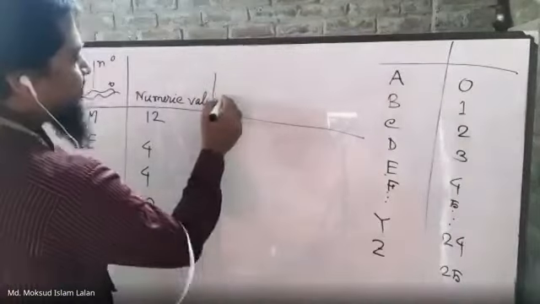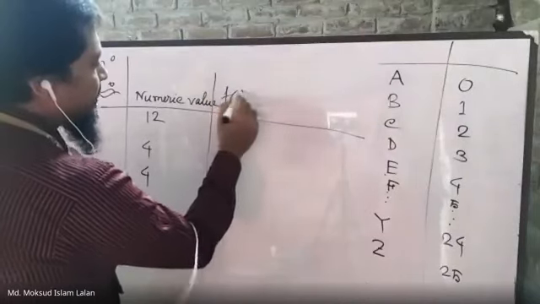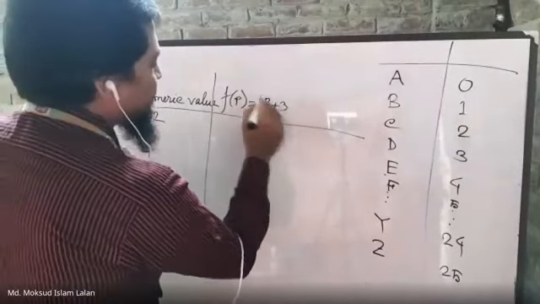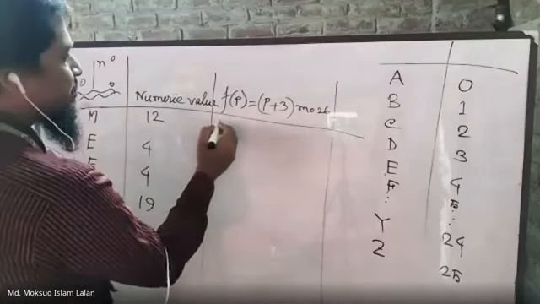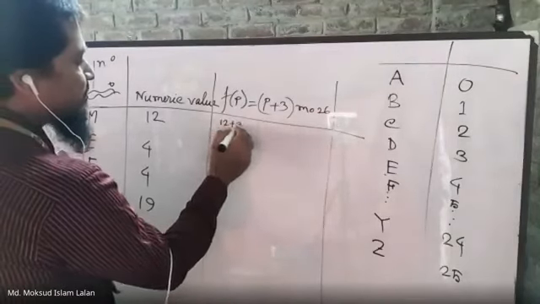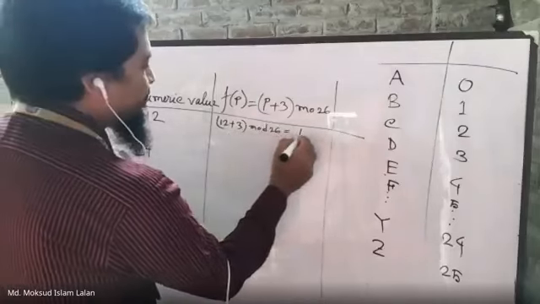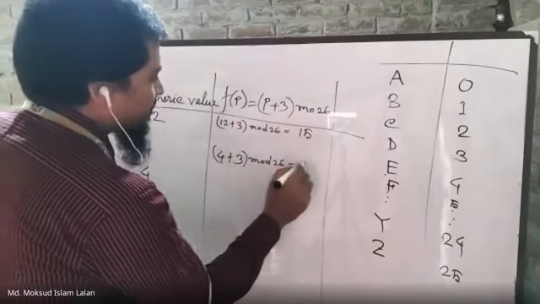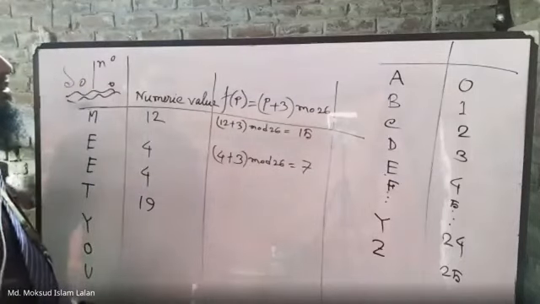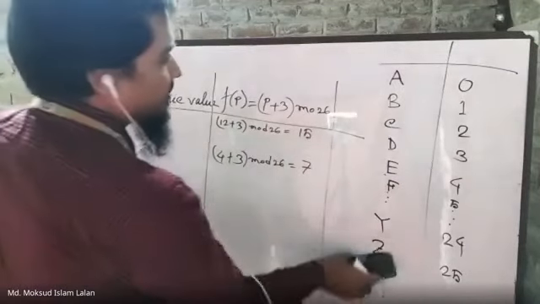Now Caesar cipher: f of p equals p plus 3 mod 26, right? So what will be the value? 12 plus 3 mod 26 equals 15, right? Yes, sir. So 4 plus 3 mod 26 equals 7.